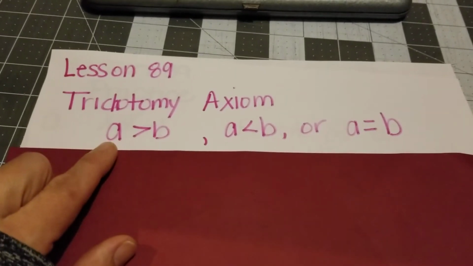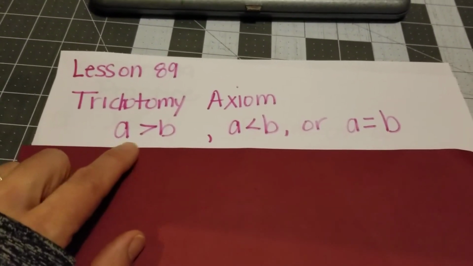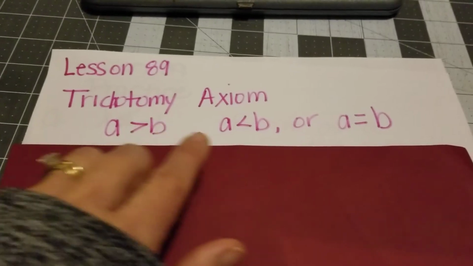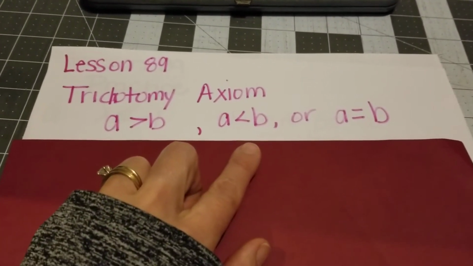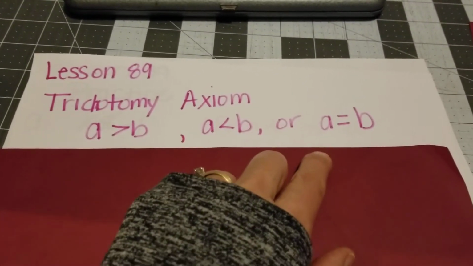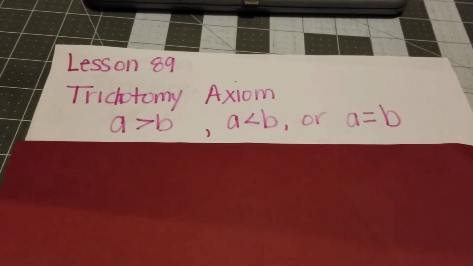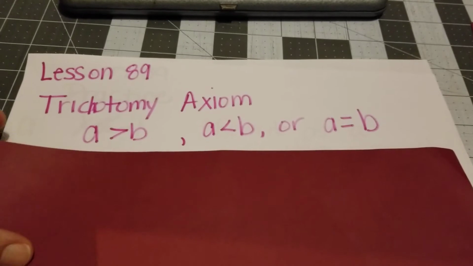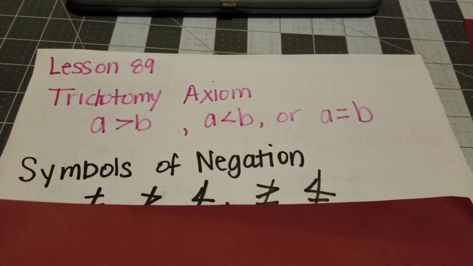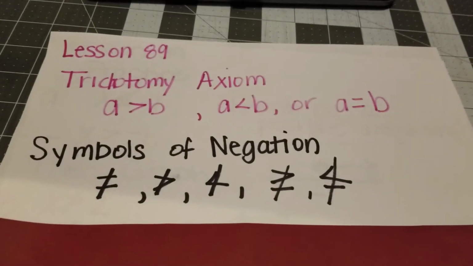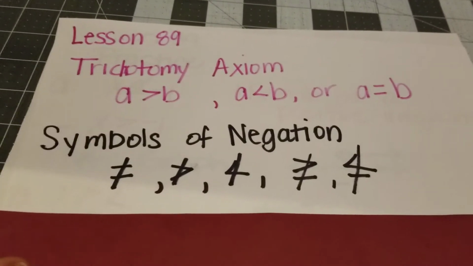I can have one of three things happen. I can have A equal to B. A is greater than B. I can have A less than B. So one of those things, and if you think of any two numbers, one of those things must be true. Okay? The next part of this lesson is they're going to teach us about the symbols of negation.